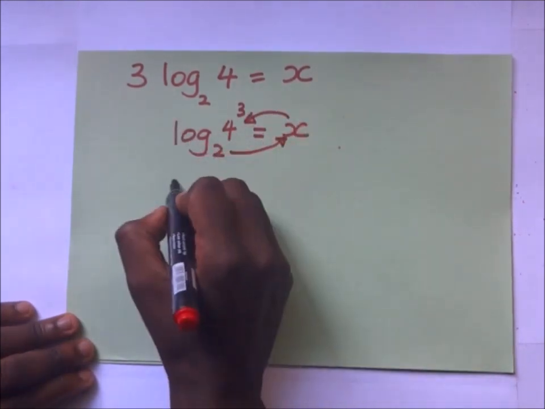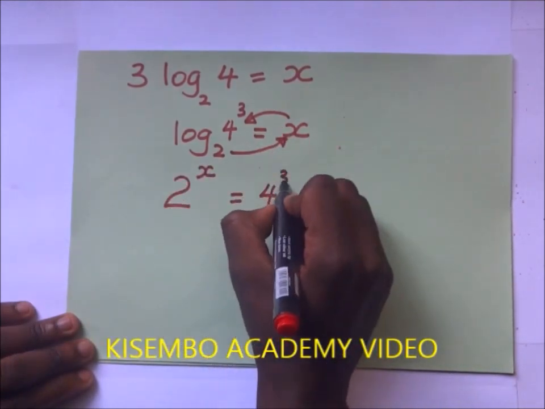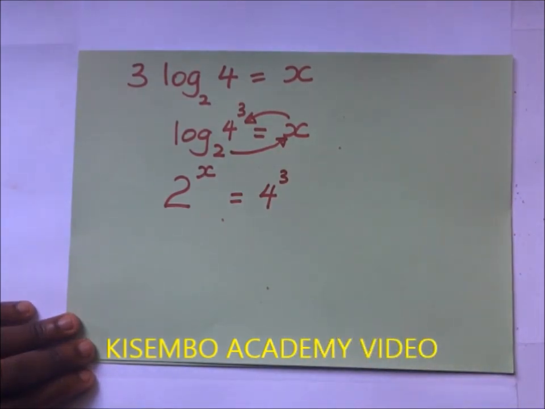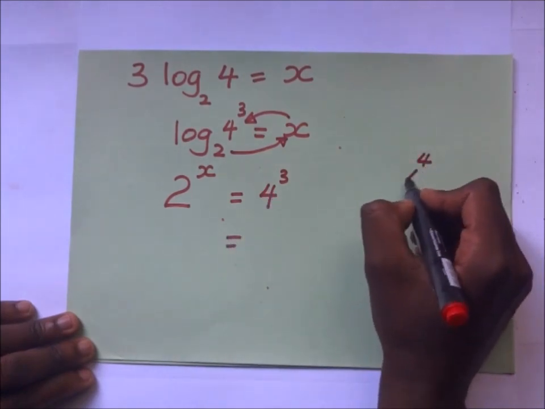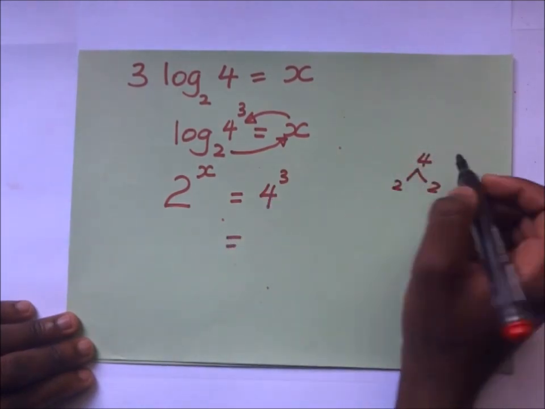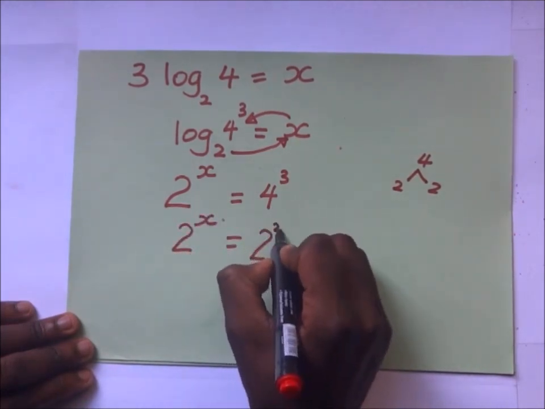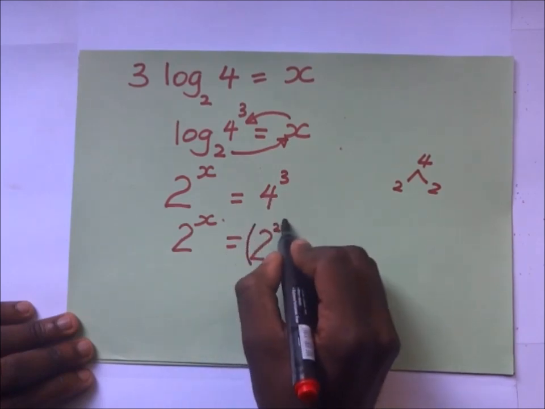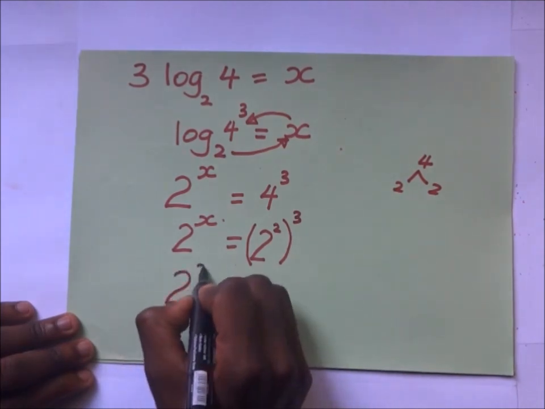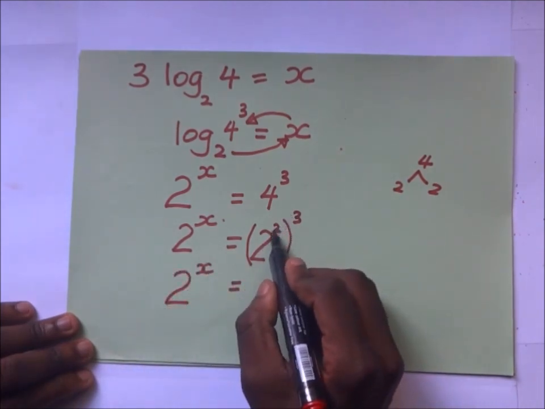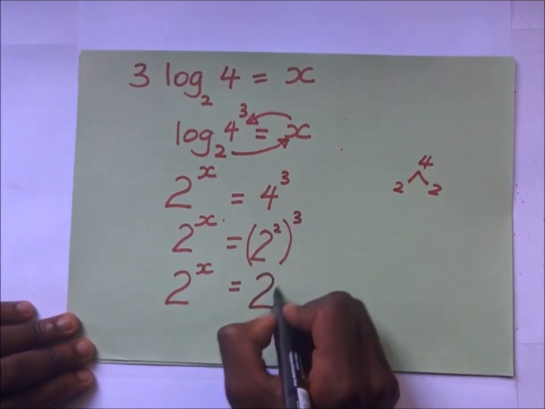Converting this log to index form, it means that 2 to the power x is equal to 4 to the power 3. And if you look at this, 4 is the same as 2 squared, because 2 times 2 is 4. So 2 to the power x is going to be 2 squared to the power 3. This is the same as 2 to the power x being equal to 2 to the power 2 times 3, which is 6. So it's going to be 2 to the power 6.